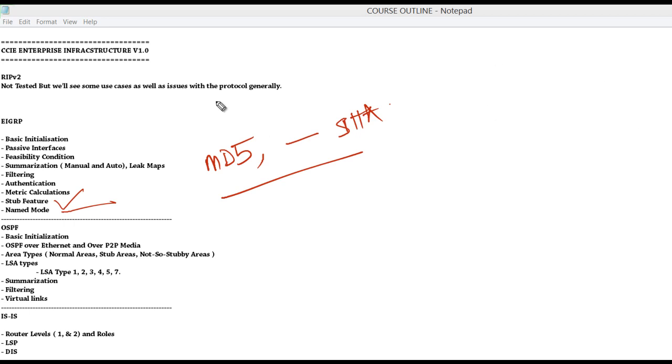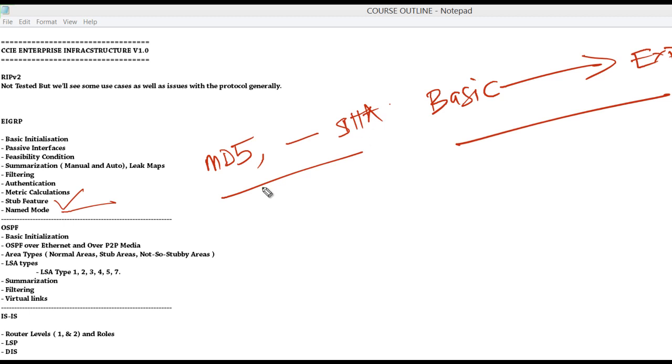We are going to be talking about this from a basic level. I mean, we are talking about basic initialization here up to expert level. We'll discuss all of this on EIGRP.